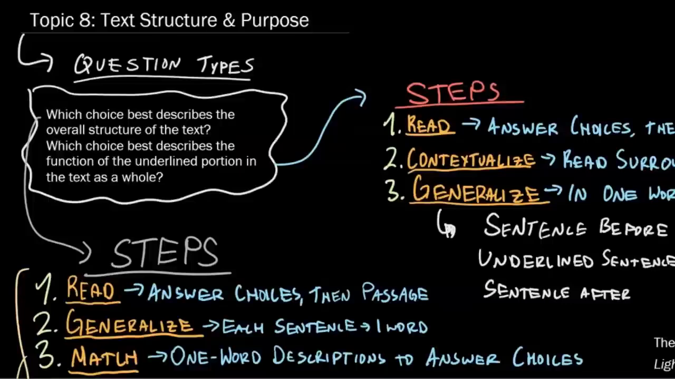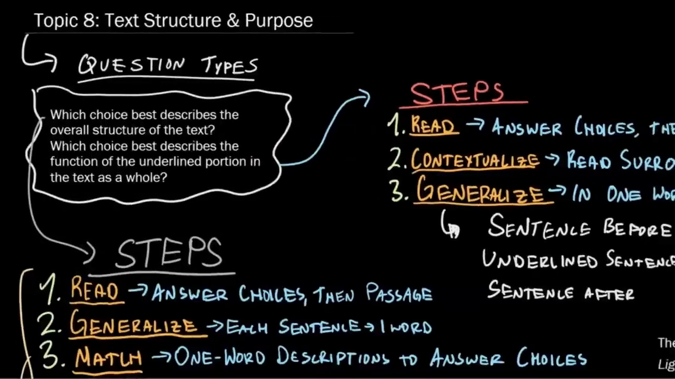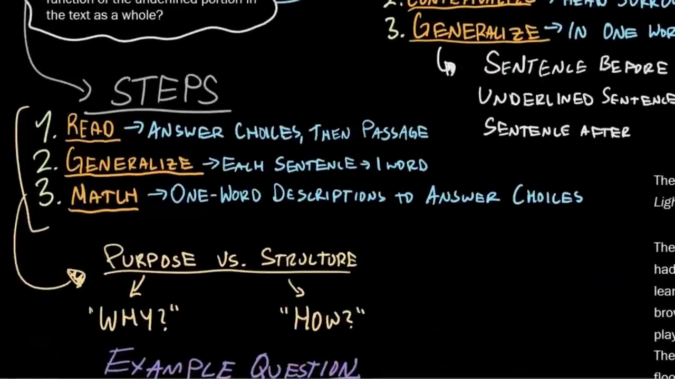They don't really change the structure of this question at all. Now they also have "which choice best describes the function of the underlined portion in the text as a whole." This is also word for word on a lot of SATs. We're going to split this up into 2 different methods, so let's look at the method for this first question here. The first thing is you read the answer choices, then the passage.